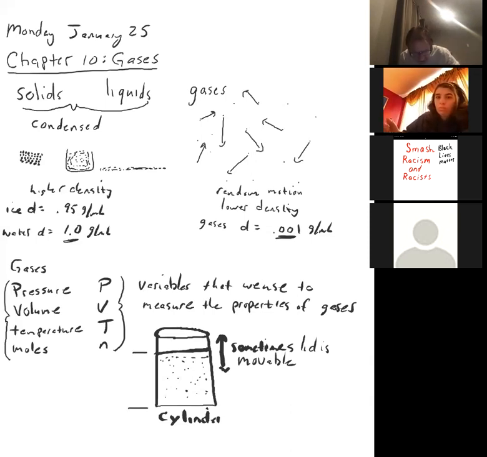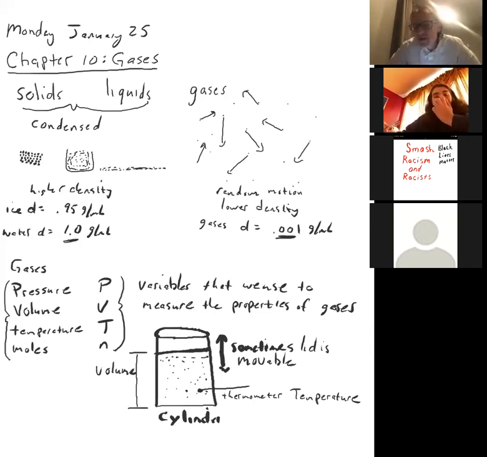The gas is contained to a certain space, and we're going to call this the volume. The volume is the amount of space that the gas is occupying, right? And the temperature is going to be something we use a thermometer for, right? We'll stick a thermometer in there, and that will give us the temperature. Okay? And we looked at in chapter 5 some problems where temperatures can change, right? Delta T. Sometimes we do that in here too, sometimes we don't. Okay, so that's temperature, volume.